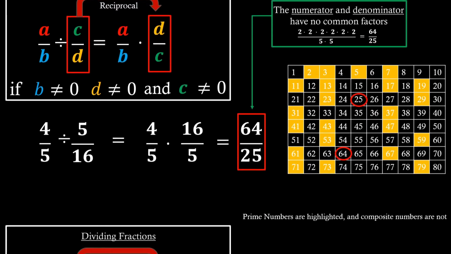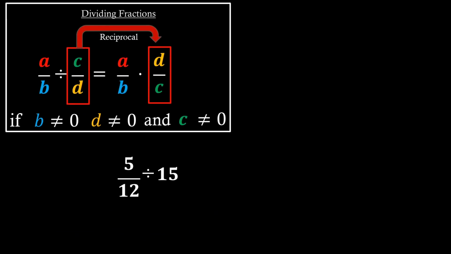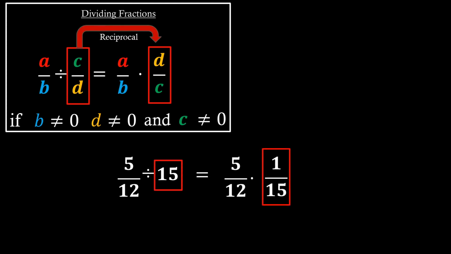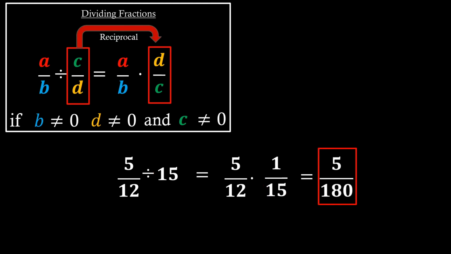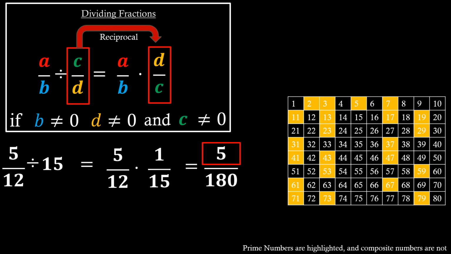Let's do another example. 5 over 12 divided by 15. This is the same as 5 over 12 times the reciprocal of 15, which is 1 over 15. If we multiply things out, we get 5 over 180. Now, if we use our understanding of prime and composite numbers, we can see that 5 is a prime number, so we'll leave the numerator as is.